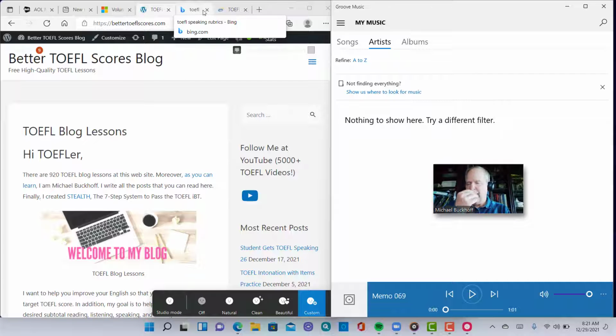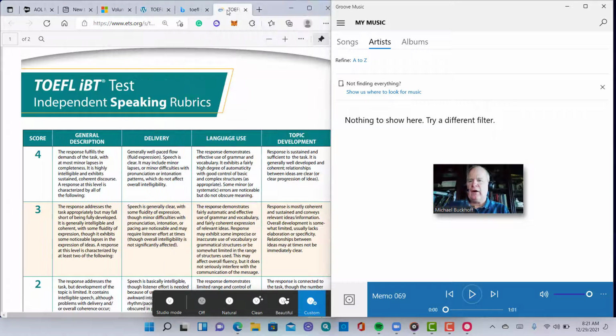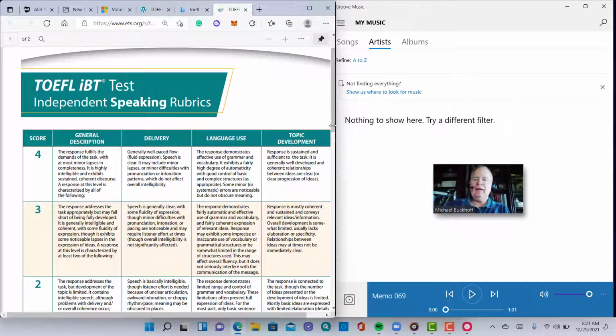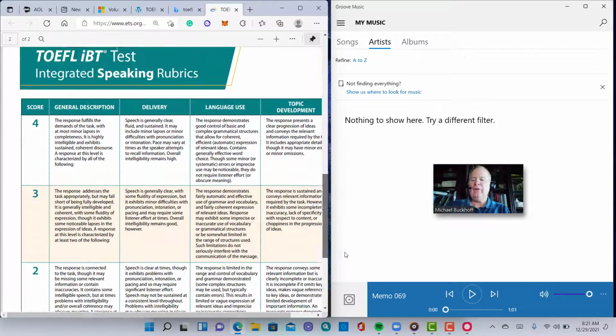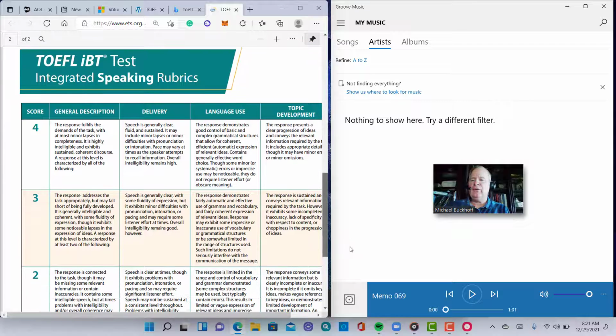And as you know, I am from bettertoeflscores.com. And I'm getting the rubrics for the integrated. This is what the TOEFL uses to grade your integrated speaking task.